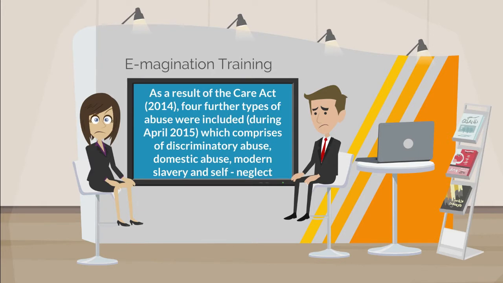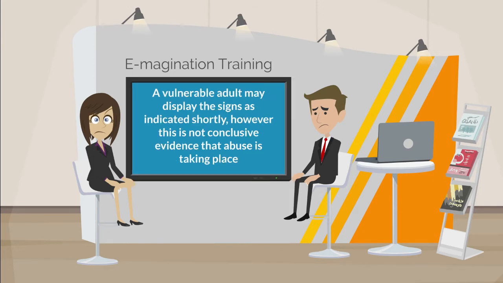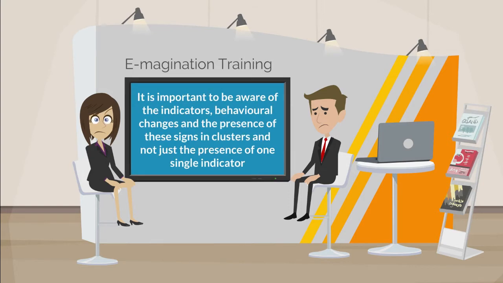As a result of the Care Act 2014, 4 further types of abuse were included during April 2015, which comprises discriminatory abuse, domestic abuse, modern slavery and self-neglect. A vulnerable adult may display the signs as indicated below. However, this is not conclusive evidence that abuse is taking place. It is important to be aware of the indicators, behavioural changes, and the presence of these signs in clusters and not just the presence of one single indicator.